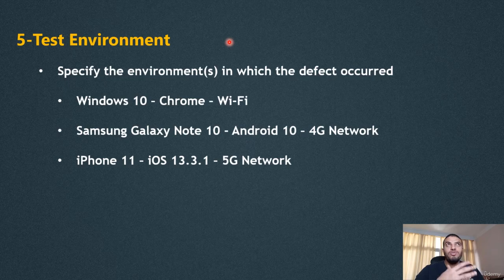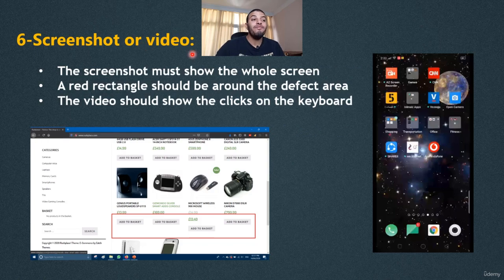You can say, okay, reproducibility is 5 out of 5. This means that every time I execute those steps, the bug happens. You can say, no, 3 out of 5 or 1 out of 5. Okay, so this is the environment. Then we have a very important thing, which is the screenshot or the video.